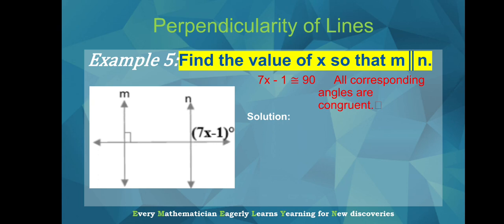Solution. 7x minus 1 is equal to 90. By addition property of equality, 7x minus 1 plus 1 is equal to 90 plus 1. Simplify. 7x equals 91. Divide both sides by 7. x equals 13.